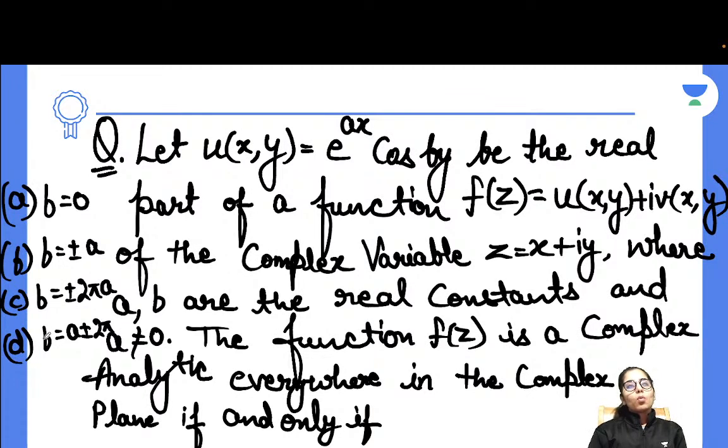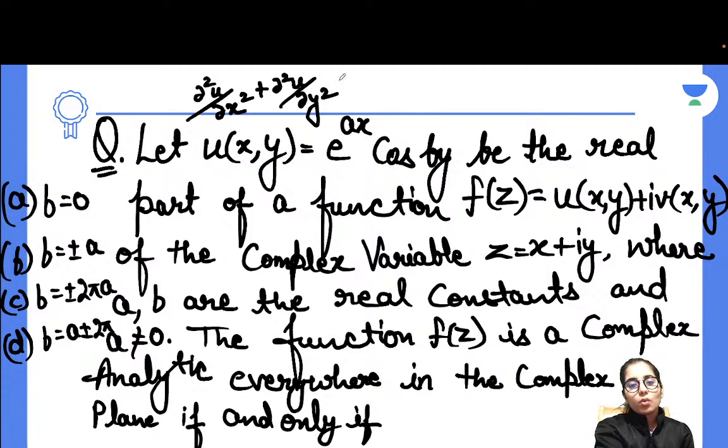So what are the conditions corresponding to an analytic function that can help us when we have only the real part or the imaginary part of the function given? If there is any analytic function, its real or imaginary part will satisfy the harmonic function condition. And what is that? That is simply del squared u upon del x squared plus del squared u upon del y squared equal to 0. This is the harmonic function condition.